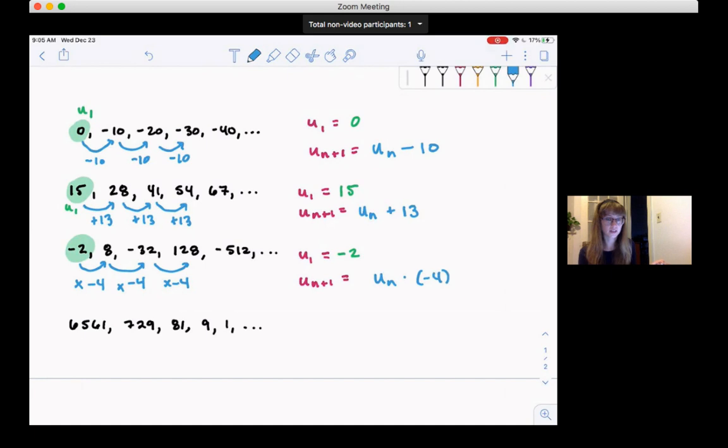You can write it just like that. You're taking the current and you're multiplying by -4. So we write UN times -4. Sometimes we write this as -4 times UN. Either is fine.